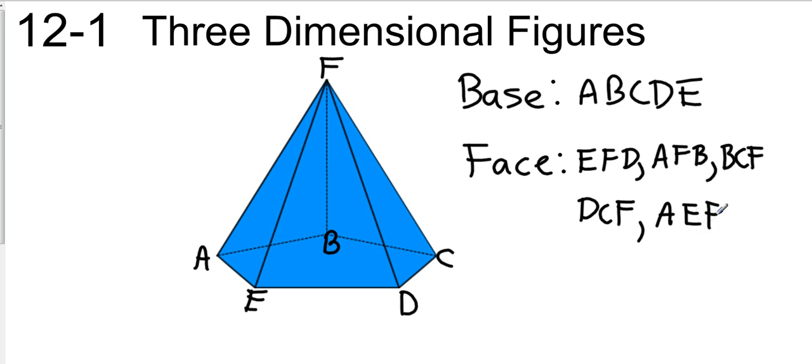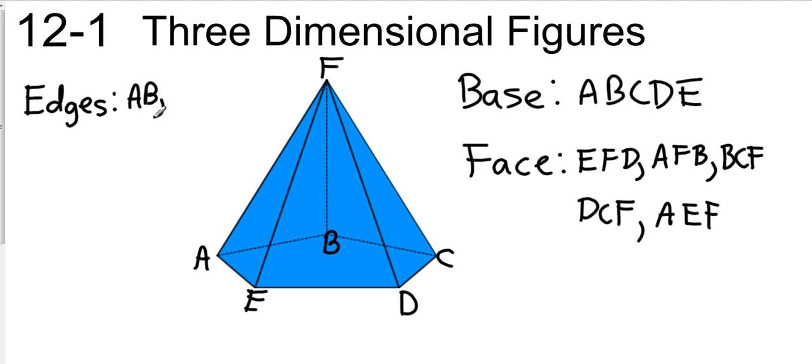However many sides the base has, that's how many faces it should have. So I have a pentagon, and so it's going to have 5 faces. Okay? We're also going to have edges. I'll go over here. Okay? Edges are going to be any line segments. So let's just start at the beginning.